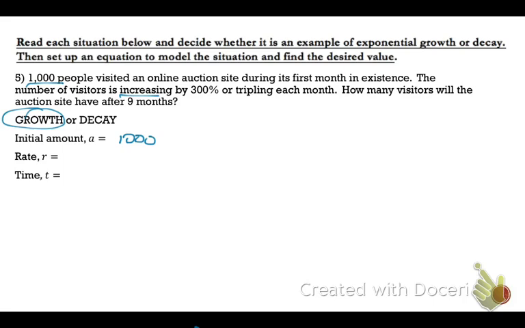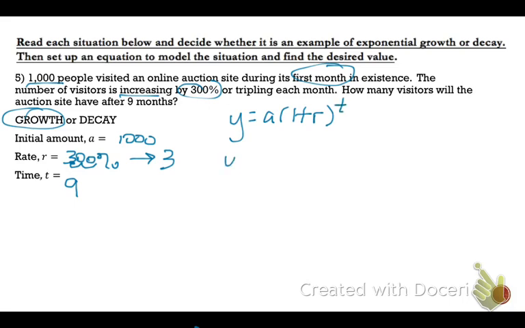So rate is going to be that percent number, but we need to change it into a decimal. So we'll move it 1, 2 places. So it's actually going to be 3. And then our time. Notice it says it's increasing by month, and then how much after 9 months. So our time is 9. So we'll use our growth formula. Let's just rewrite that formula so you can learn it. And then we'll start with 1,000 times 1 plus 3, all raised to the 9th power.